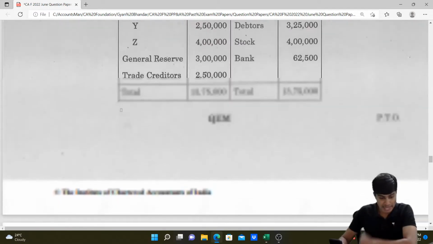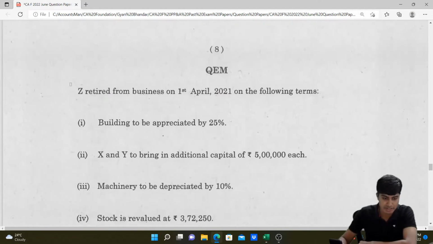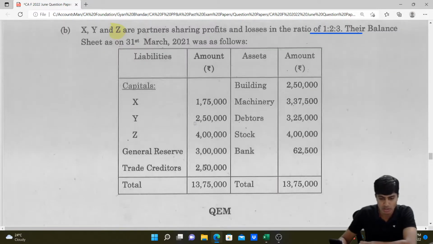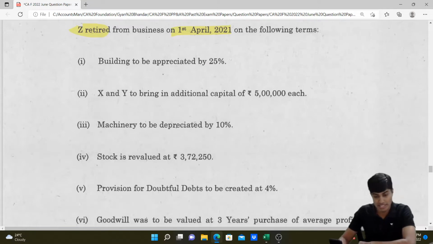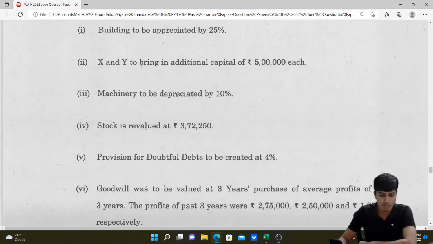Yep. So Z has retired. Very good. Happy retirement to Z. And they've told us he has retired on 1st of April 2021. This balance sheet is on 31st of March 2021, so right after the balance sheet date is when Z is retiring. So they've given certain transactions. These are with regard to revaluation.